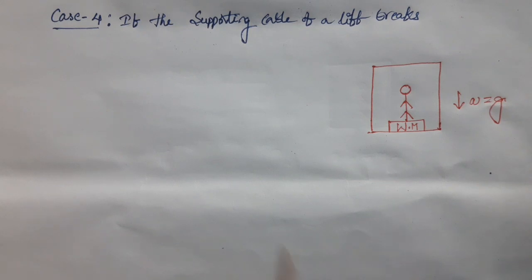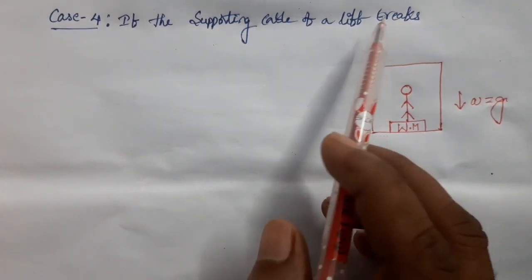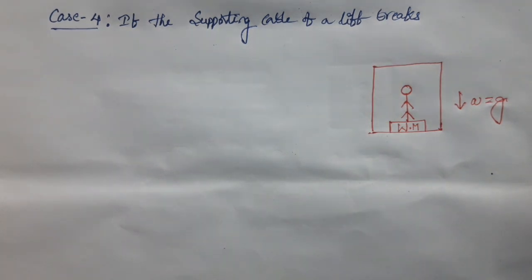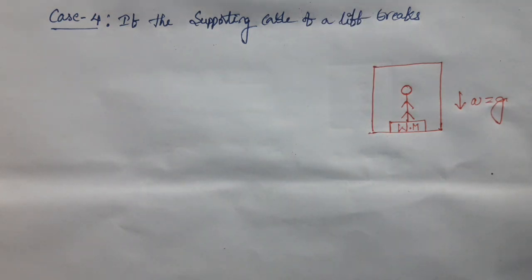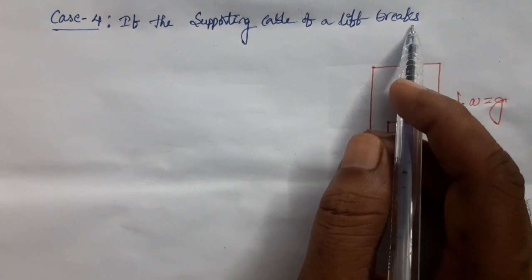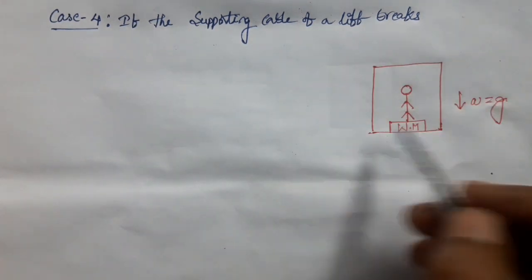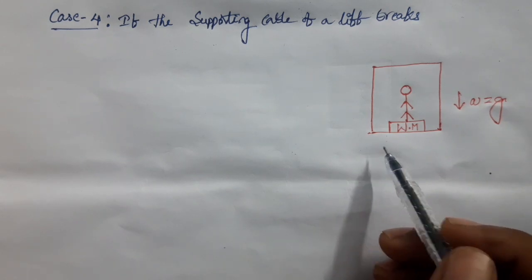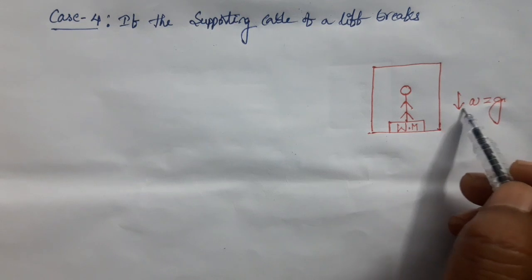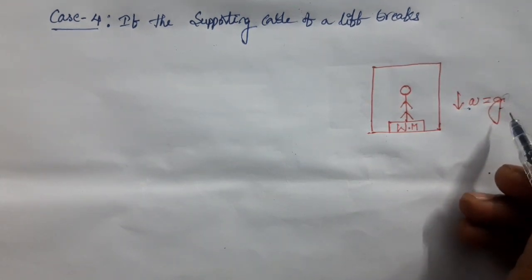See, students, see this case 4. If the supporting cable of the lift breaks, do you know, a lift has a supporting cable, it helps the lift to move in the upward or downward direction, students. That supporting cable breaks here. At that time, this entire system acts like a freely falling body, students. Freely falling body means acceleration is equal to acceleration due to gravity g, students.